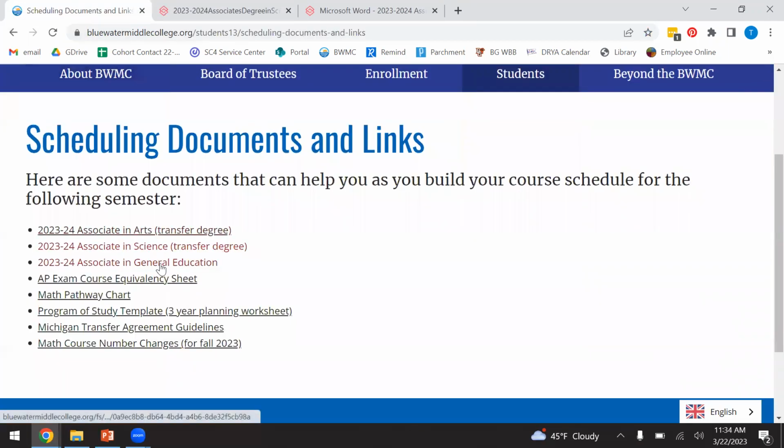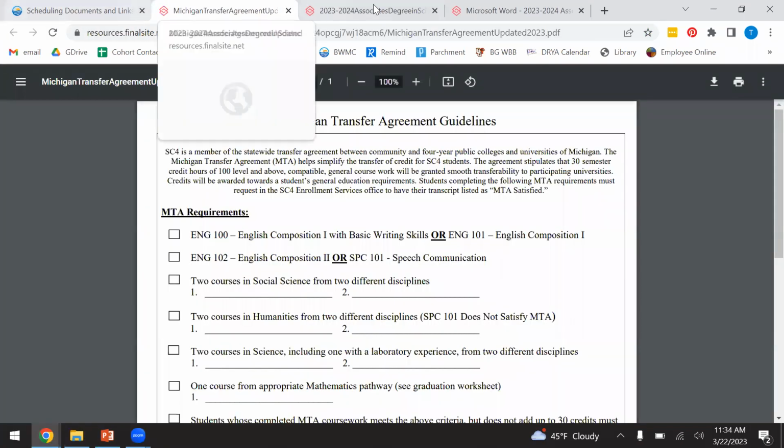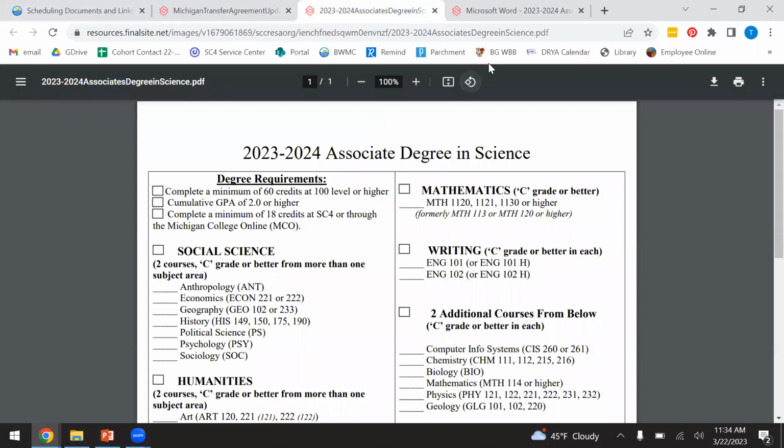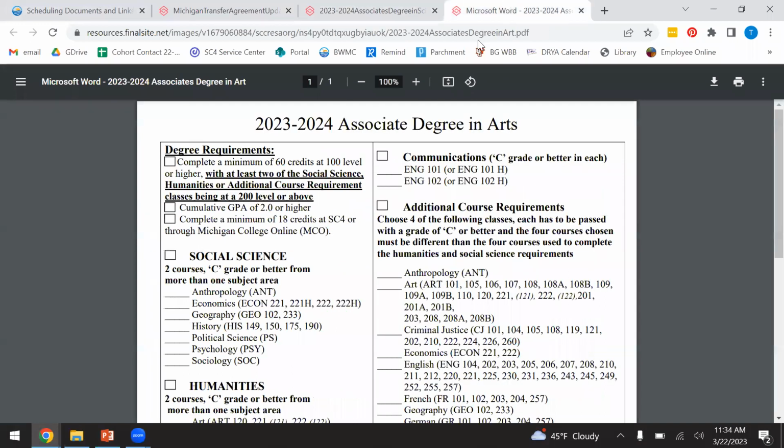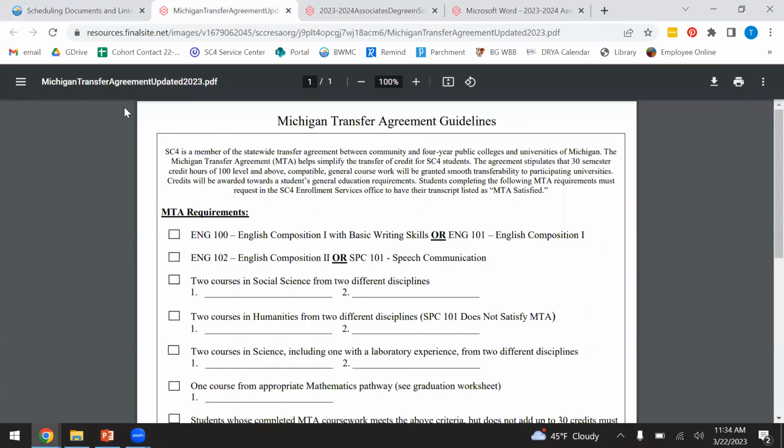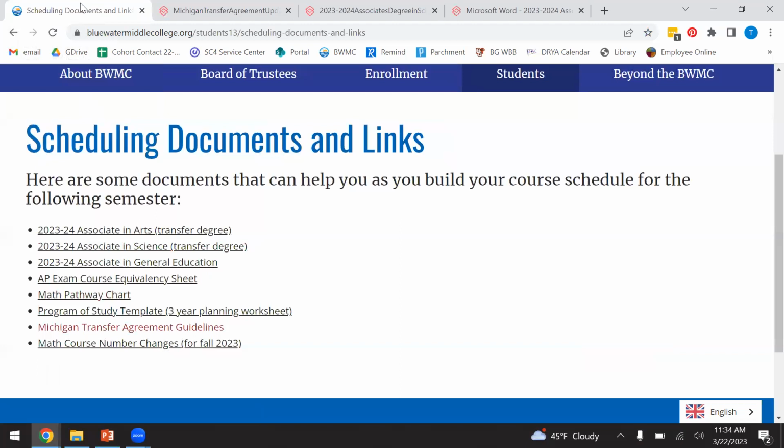The Associate of Arts and Associate of Science are the two main things we're going to look at, along with the Michigan Transfer Agreement, which, if you recall, when you get these worksheets, the science is green, the arts is kind of an orangey yellow. And on the back of each of those, the Michigan Transfer Agreement guidelines are there.